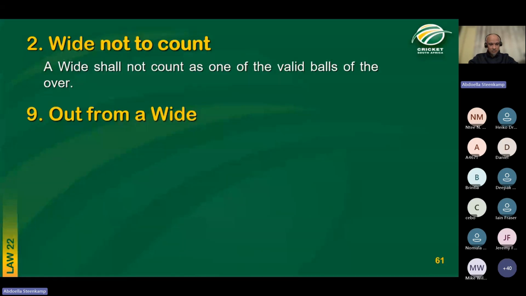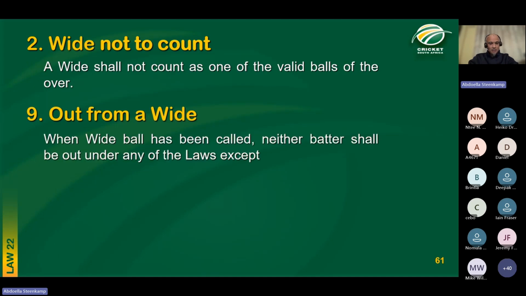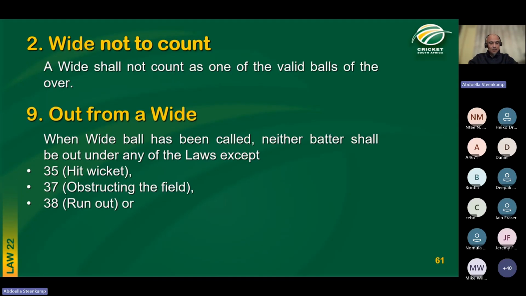How can you be dismissed off a wide? In total, there are nine modes of dismissal. You can only be dismissed for four of them off a wide. What are they? Hit wicket, obstructing the field, run out, and lastly, stumped. These are the only four modes of dismissal, if a wide is called, that a batter can be dismissed.